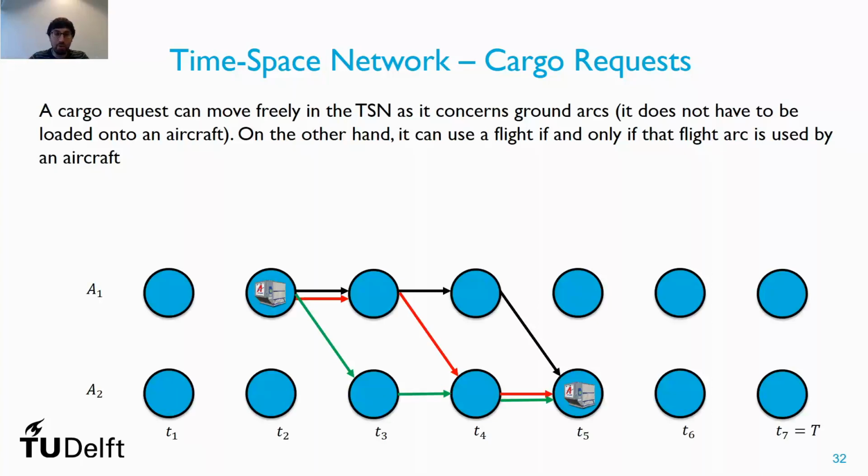So let's assume we have these 3 possible paths for this request. But let's assume we assign 2 aircraft to the green and the black flight arc, but no aircraft to the red one. That means that request won't be able to follow the red path because there's not an aircraft capable of carrying that request from A1 to A2.